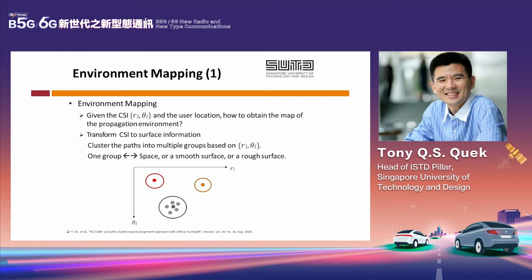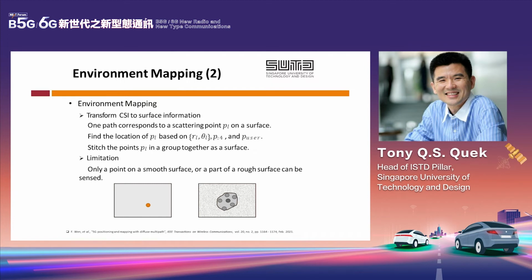Now, environment mapping. Given the CSI, let's say I know the delay, I know the angle, and I know the user location. Is there a way to obtain the map of the propagation environment? So we transform the CSI, for example, to surface information. I cluster the paths into multiple groups based on my delay spread, and for one group I can infer whether it is a line of sight, a smooth surface, or a rough surface. So the whole idea is to transform the CSI to surface information.